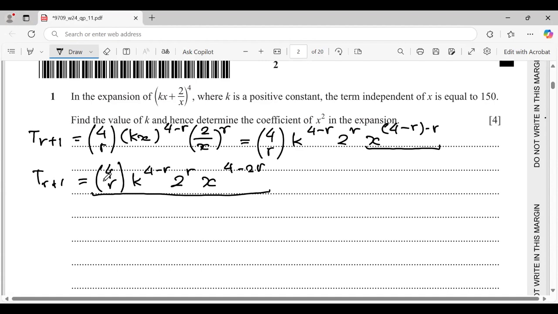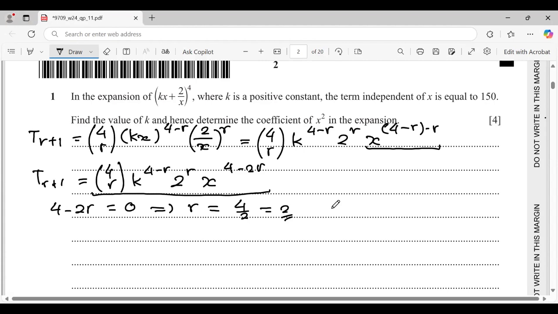Now, the term independent of x means the power of x is 0. So I'm going to set that 4 minus 2r equals 0. The implication is we can determine r equals 4 divided by 2, which is 2.